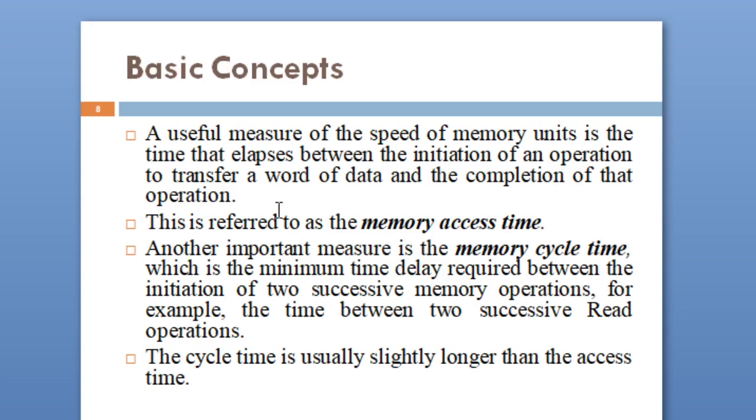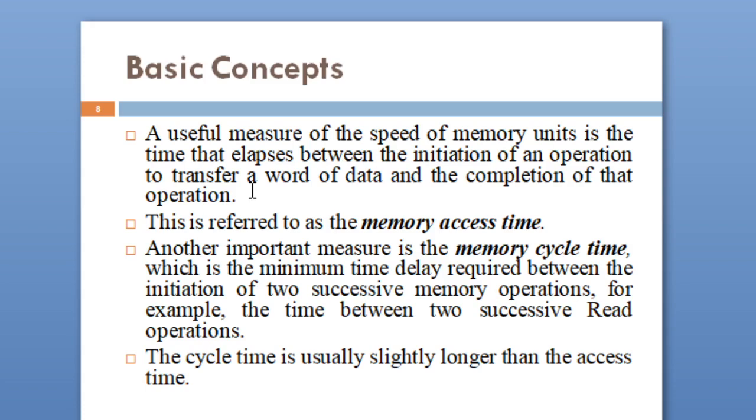There are two important measures used in memory data transfer. The first one is memory access time. Memory access time is the time that elapses between the initiation of an operation to transfer a word of data and the completion of that operation. For example, if it is a read operation, when the read operation is initiated, the particular memory cell is sensed and the sensed data is transferred to the processor. That time gap or delay we call the memory access time.